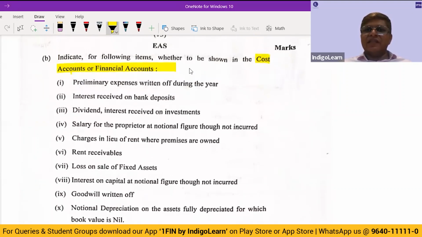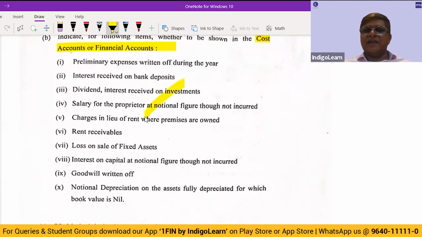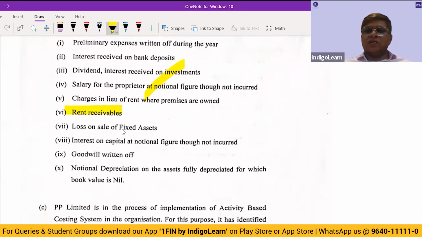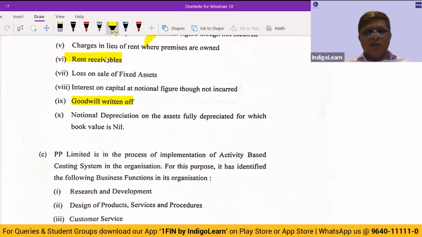So we have to write whether they belong to cost accounts or financial accounts. That simple classification. For example, rent receivable. It is only going to come in financial accounts, not in cost accounts. Goodwill written off, only financial accounts, not cost accounts. So I think all of those points have been covered in depth in our classes earlier.